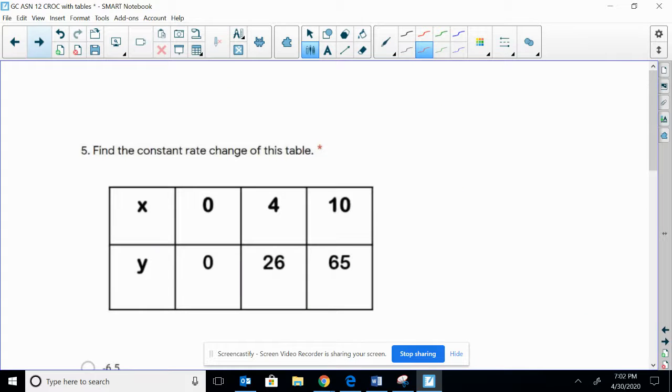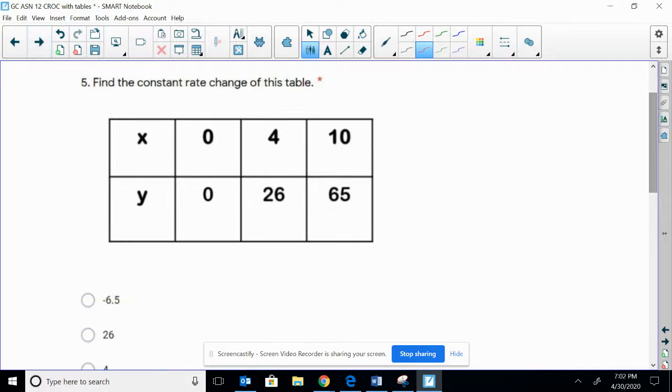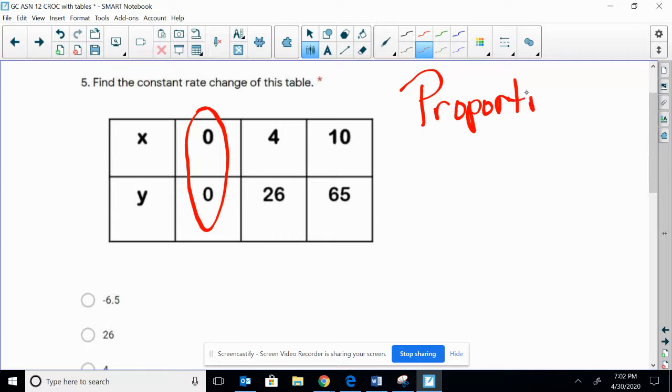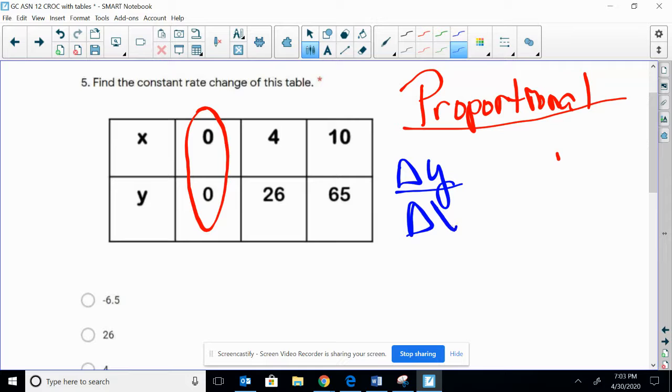All right, I'm skipping all the way to 5 because Miss Cordell did 3 for y'all. So find the constant rate of change in this table. Well, first of all, I see it goes through 0, 0, so I know automatically it's proportional. So number 6 is going to be proportional. Now, let's find our constant rate of change. We're looking for change in y over change in x.